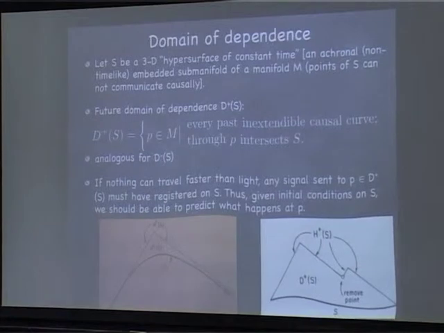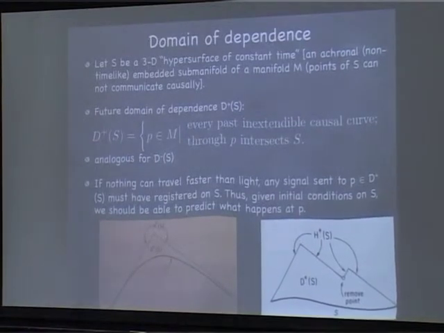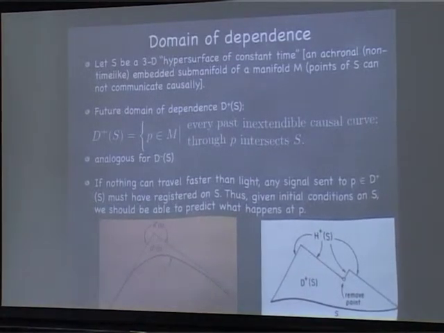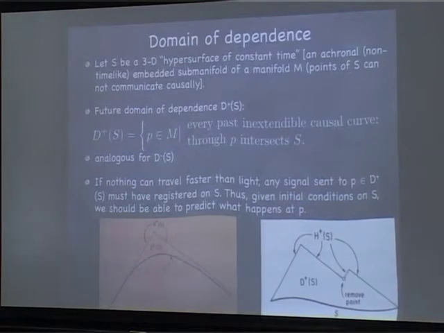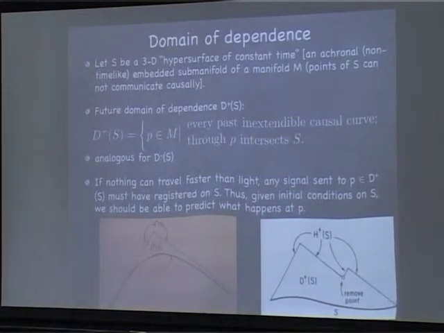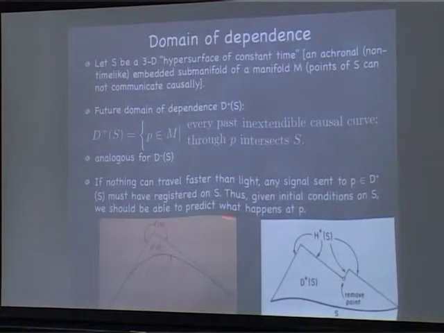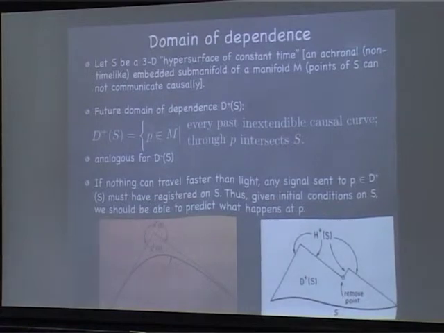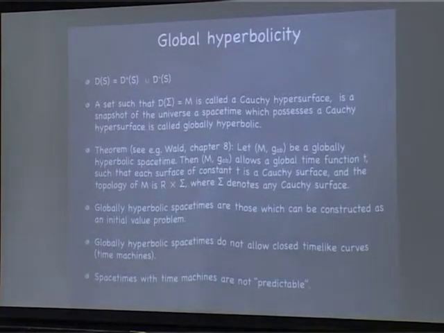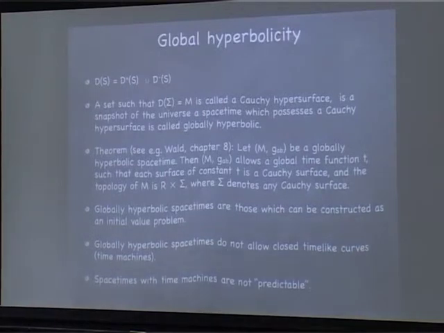So if nothing can travel faster than light, then any signal sent to some point P in the domain of dependence must have gone through S. That's what this tells us. And so if you have given initial conditions on the surface, then we should be able to predict what's happening at any point P in this domain of dependence. That's the basic idea. There's a related concept, which is global hyperbolicity.